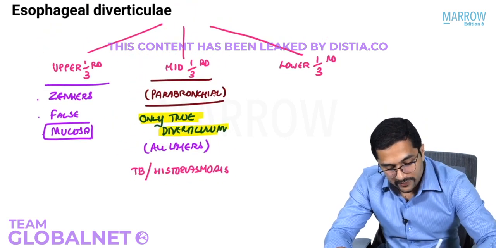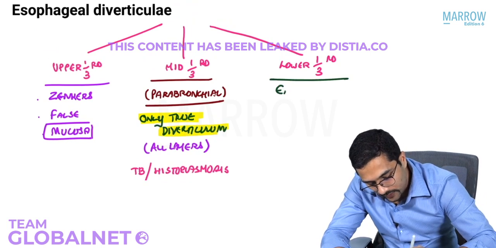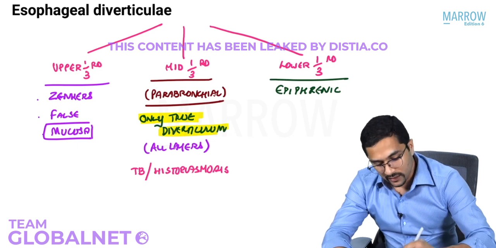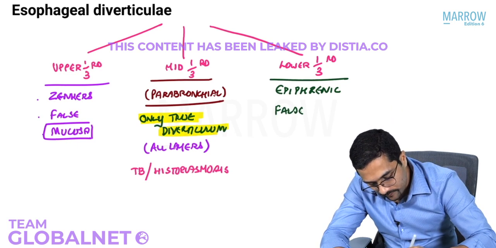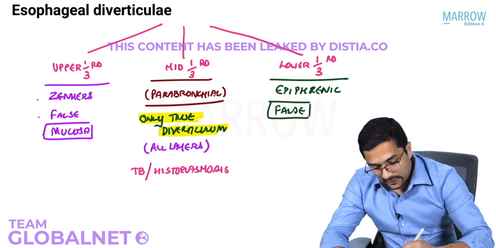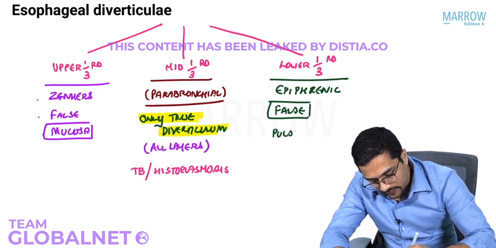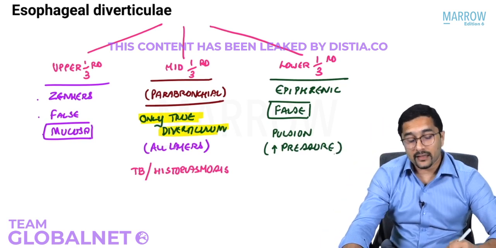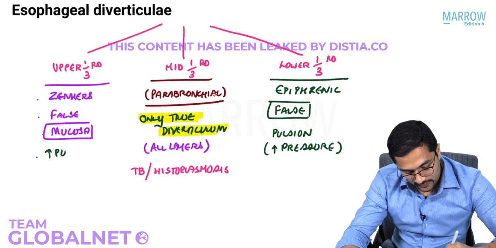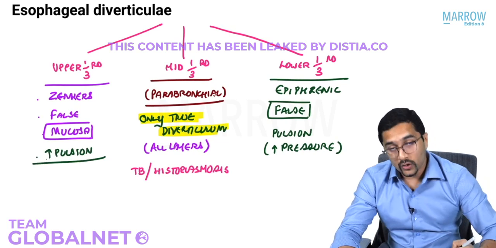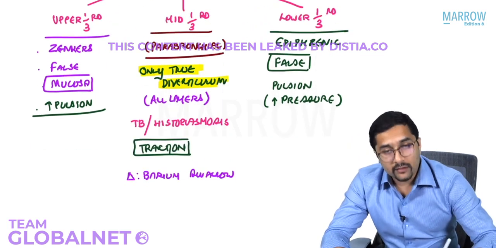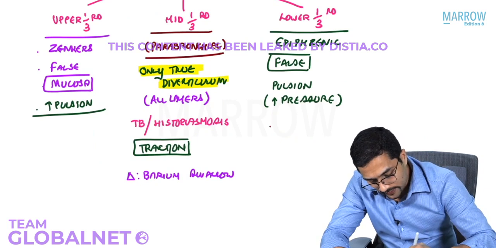Lower one-third, you have the epiphrenic diverticulum. This epiphrenic diverticulum is also a false diverticulum, and this is a pulsion diverticulum. Pulsion means which comes out due to increased pressure. And it is the same as Zenker's. Zenker's also is a pulsion diverticulum. That means it comes out because of increased pressure. Now this epiphrenic diverticulum is more common on the right side.